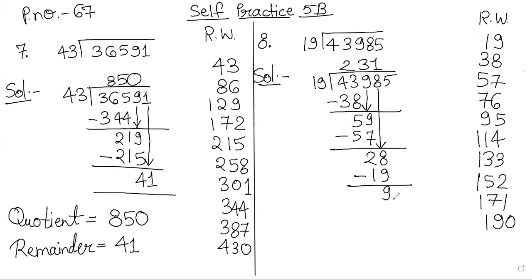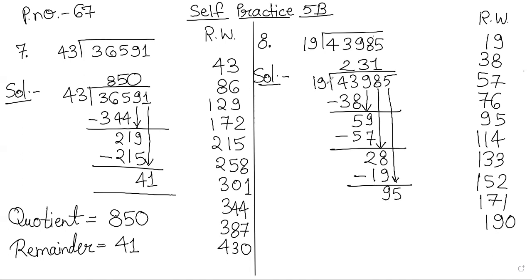9 is left. Okay. Now compare the divisor and this 9. It is not divisible as it is smaller than the divisor. 9 is smaller than the divisor. So again we will bring down the next digit from the dividend. Bring down 5 here. Now your number is 95.